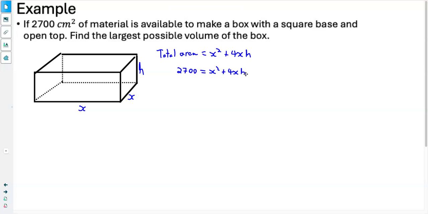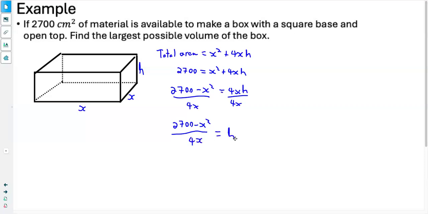Now, eventually we're going to want to substitute this into another equation, and we're probably going to want to keep our x values. So I would move everything to the other side and get h on its own. So I would have 2,700 minus x squared equals 4xh. I now want to divide both sides by 4x. So that gives me 2,700 minus x squared over 4x equals h.